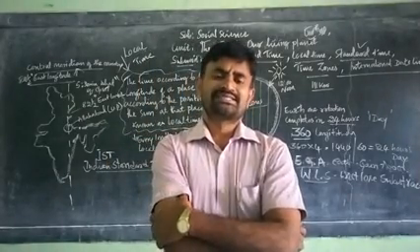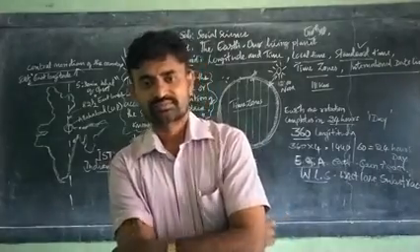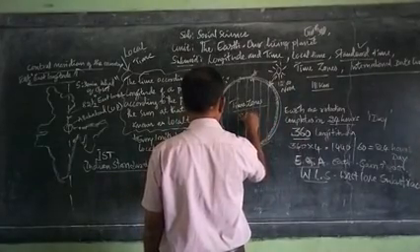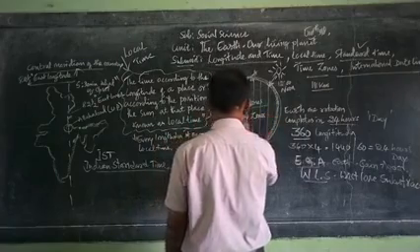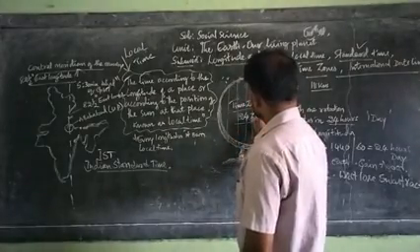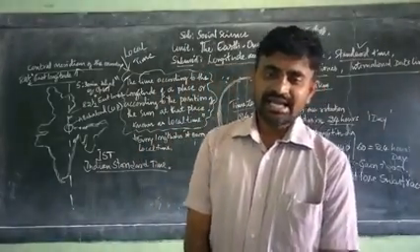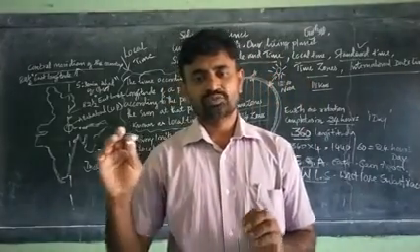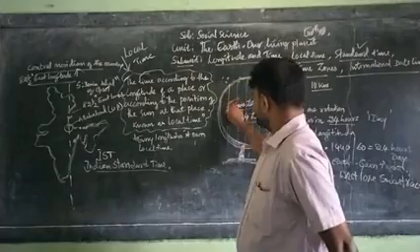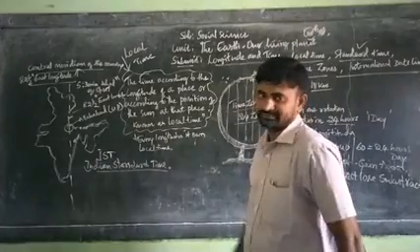The whole globe is categorized into 24 such time zones. Across the world, there are 24 time zones. The time in each zone differs from the other by only 1 hour.